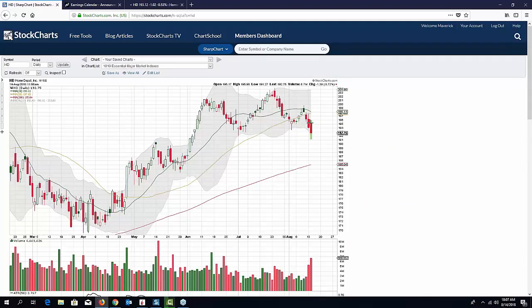You look at their chart and they're selling off. And so the first thing we need to consider is that just because you beat on earnings does not mean your stock price is going to go up. Just because you missed doesn't mean your stock price is going to go down. Earnings can be kind of helter-skelter that way.